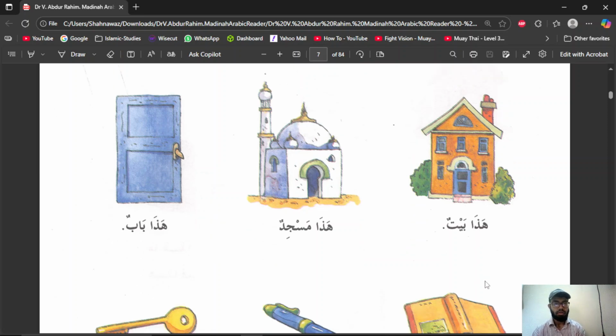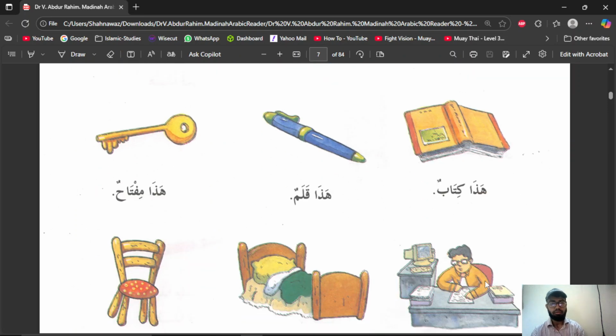So let's go back down there and see what else we have. هذا كتاب, this is a book. هذا قلم, this is a pen. هذا مفتاح, this is a key. If you can memorize these vocabularies, it will be very easy for you to understand this Book 1. For example, kitabun means book, qalamun means pen, miftahun means key.